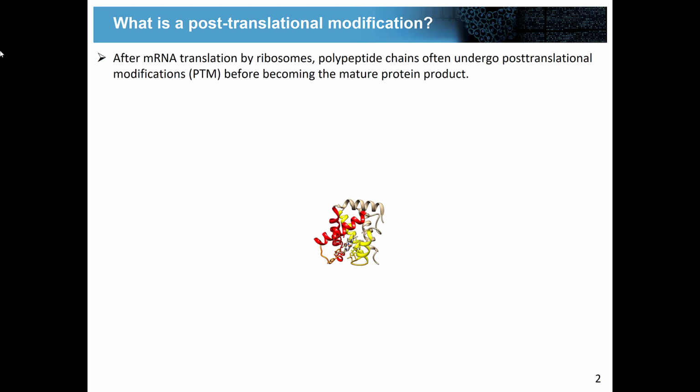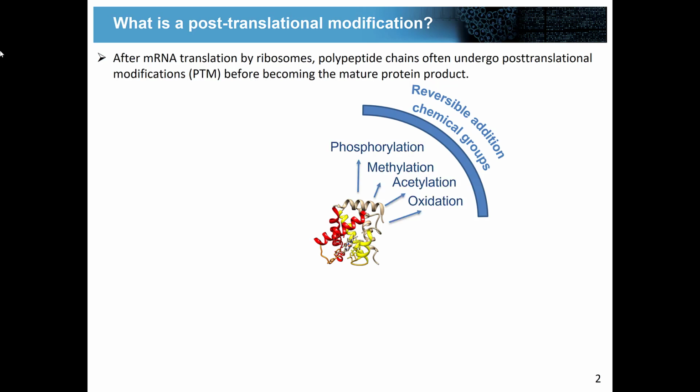And what most people consider or think about when they speak about a post-translational modification are those modifications that are reversible additions to chemical groups to either the N terminus or the C terminus or to the side chains of proteins. And so the typical examples of this reversible addition of chemical groups are, for example, phosphorylation, methylation, acetylation, or oxidation.